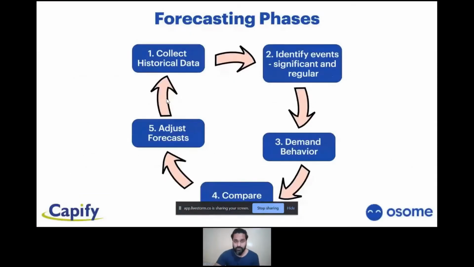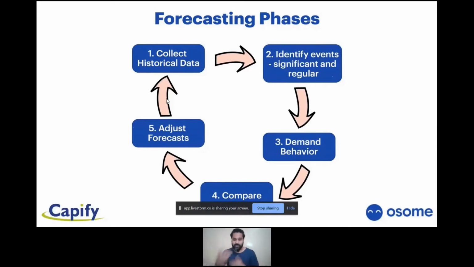Let's jump into the phases of forecasting. So as I mentioned, the first thing is to collect the data. That data could be historical or it could be qualitative, which is expertise, ideas, market situation. You will identify the significant events and regular events that happen and accommodate that in your findings. You will see what the demands and the behavior of the market are and put that again in your forecasting. Once you have all of these stages, you make this final report and then you start working towards it on a regular basis.